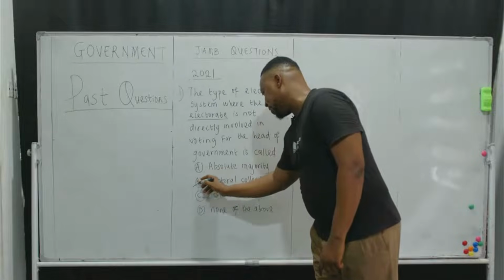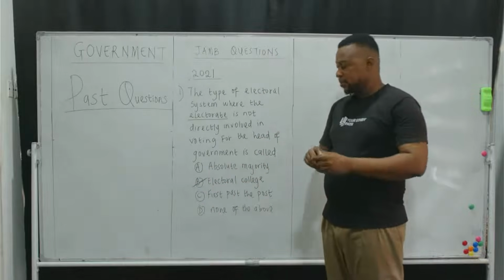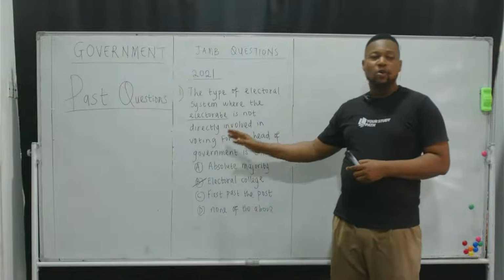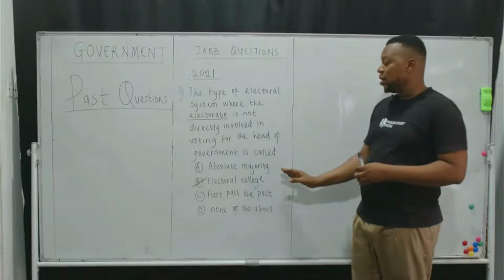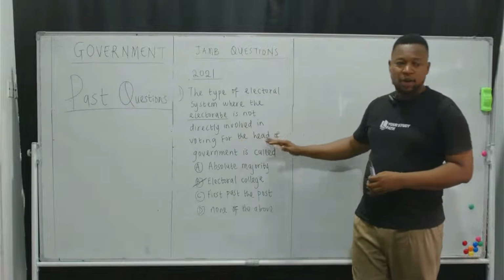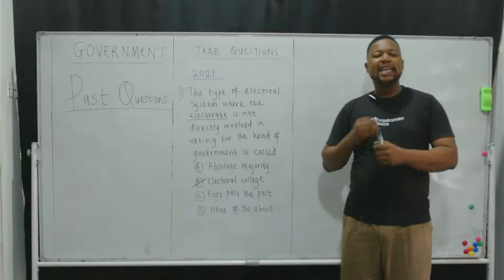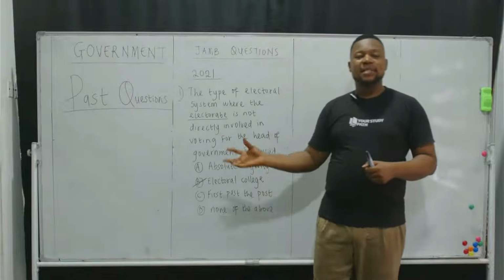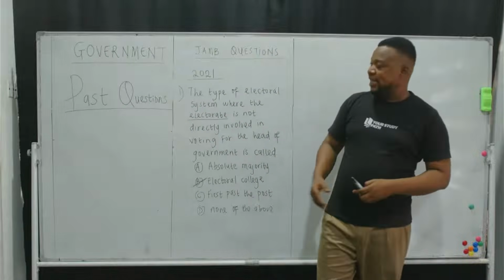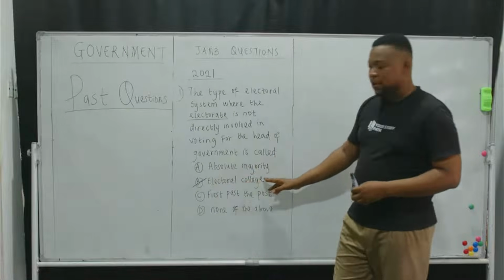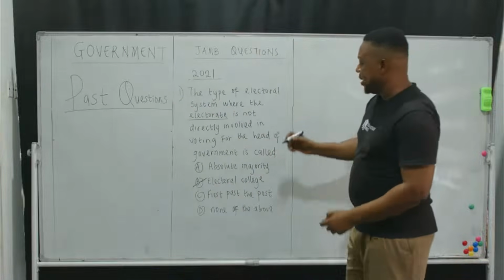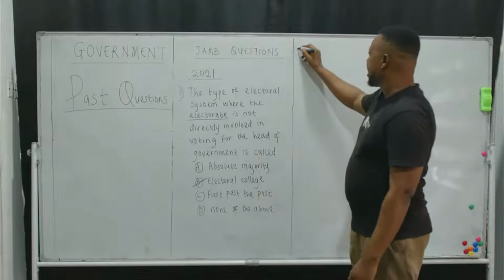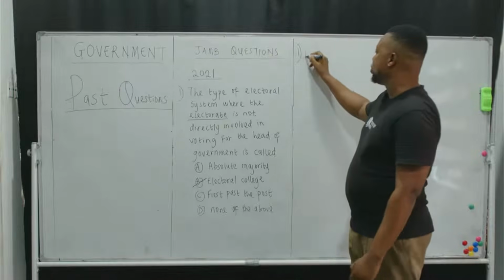electoral college. In electoral college, the electorate are not directly involved in voting for the candidate of their choice when it comes to the head of government. They elect representatives who, in return, choose the head of government on their behalf. So that type of election is called electoral college. We still have other types of election aside from this, but we can categorize electoral college under indirect election.